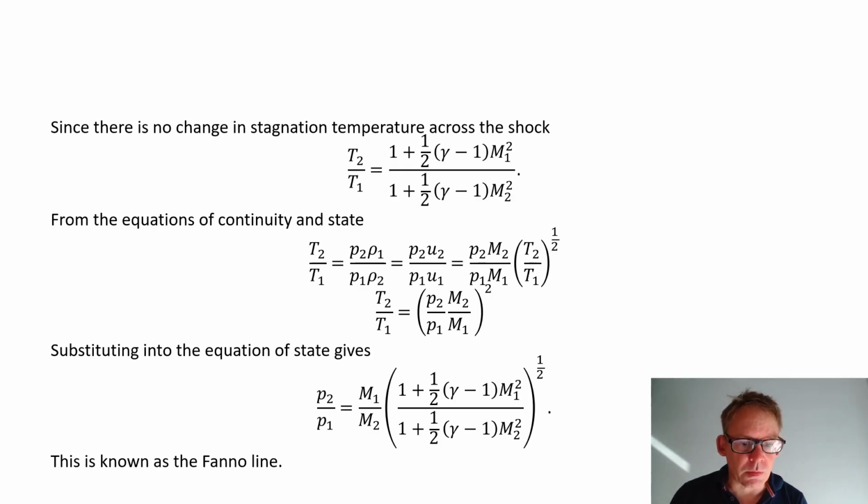Our other relationship, which we get from the continuity equation, equation of state and conservation of energy, is the Fano line, a second relationship between P2 and P1, expressed in terms of Mach number. Now that we have our Rayleigh line and our Fano line, the intersection will tell us the relationship between M1 and M2.